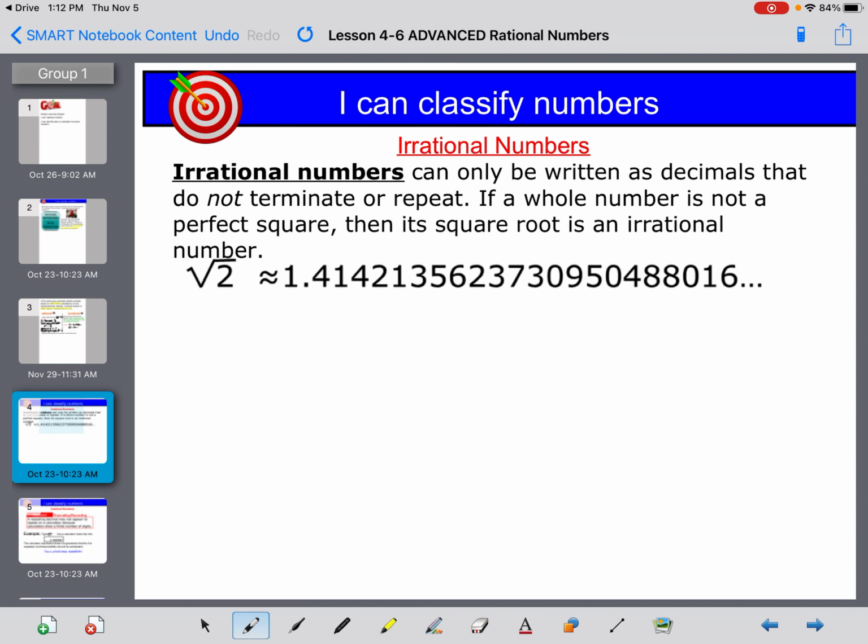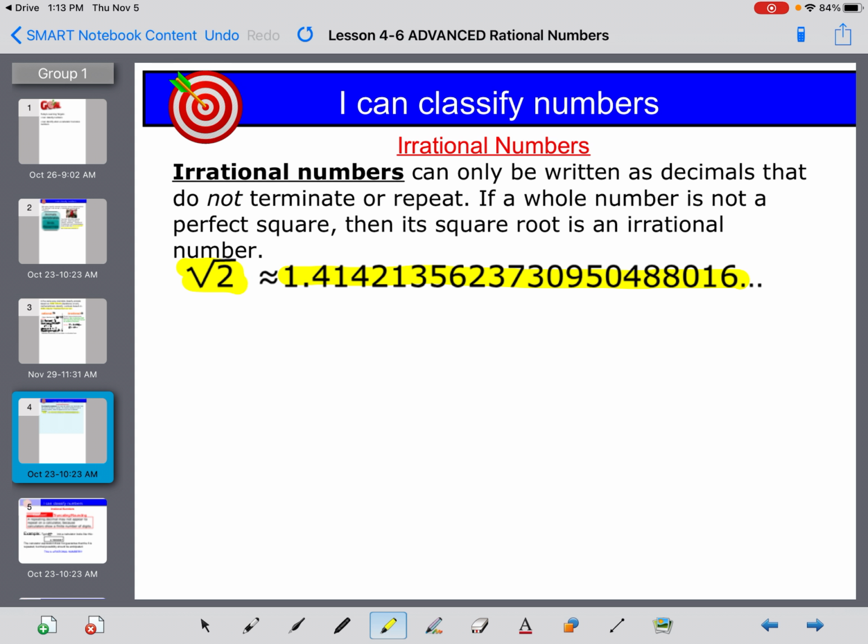Here is a further example of irrational numbers. Irrational numbers can only be written as decimals that do not terminate or repeat. If a whole number is not a perfect square, then its square root is an irrational number. So for example, when I plug the square root of 2 into my calculator, it tells me this line of numbers. Notice that there is no repeating pattern and that there is no end in sight.